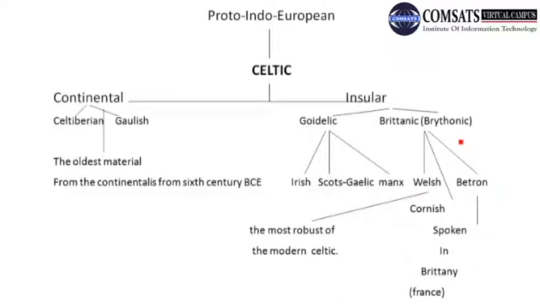Insular is further subdivided into two main branches. It is further divided and subdivided into different branches. Insular here is divided into Goidalic, Britannic and Brythonic. Goidalic is divided into Irish, Scots Gaelic and Manx, and Britannic is further divided into Welsh.